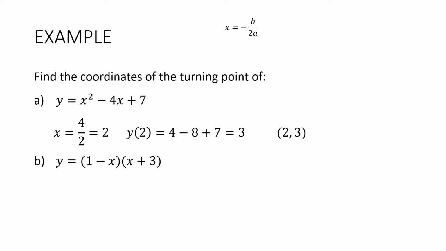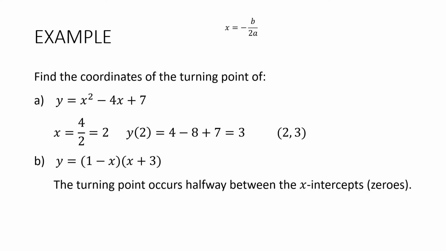Now, if it's already factorized like this, I'm going to show you another trick. We know the x-intercepts here. They are 1 and -3. And the turning point is going to be halfway between them. So the turning point occurs halfway between the x-intercepts. We also call the x-intercepts zeros. So the x-intercepts are 1 and -3. And so just doing the average of that, 1 take away 3 is -2, divided by 2 is -1.